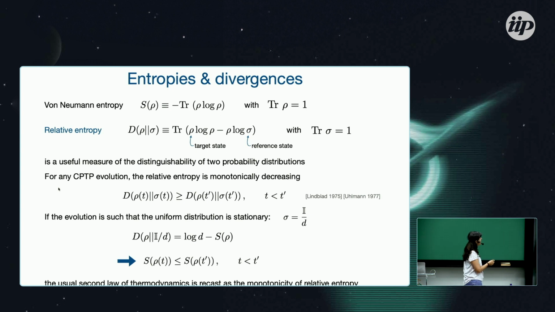So this is true only under these two assumptions: that we are looking at CPTP evolution, and the maximally mixed state for our system is a fixed point of the dynamics. And under these assumptions, we can recover the second law of thermodynamics for our full system as a statement of the monotonicity of relative entropy.